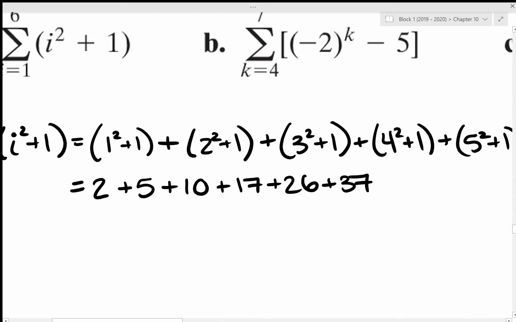So now I'm going to do all this math. 2 plus 5 is 7, plus 10 is 17, plus 17 is 34, plus 26 is 60, plus 37, we get 97. Nope, hold on. 17 plus 17 is 34, 44, 54, 60, yep, 97.